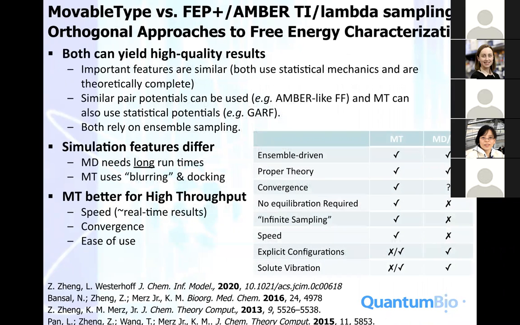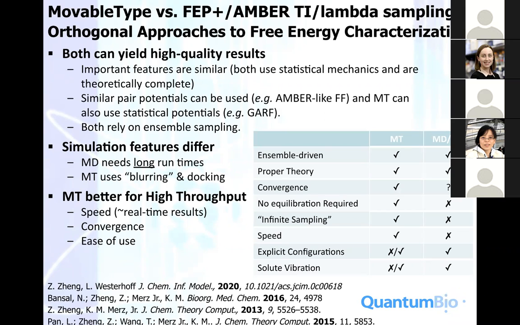So in terms of the overall approach and what we're trying to solve, these are orthogonal approaches to the free energy approach. Again, with FEP and alchemical methods being one way, this would be an orthogonal approach to trying to solve that problem. Both of these sets of approaches are theoretically complete. They're based on statistical mechanics, with very similar potentials in some regards, where we've got an Amber-like force field, which can be used, or the GARF statistical potential, which would be the original that was in a lot of the original papers. And they are both ensemble based.